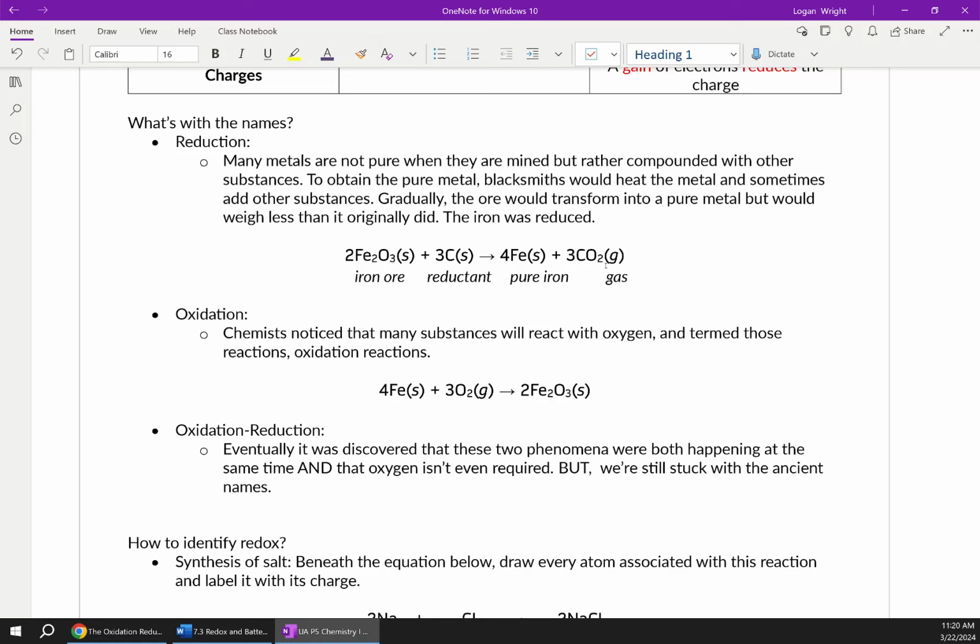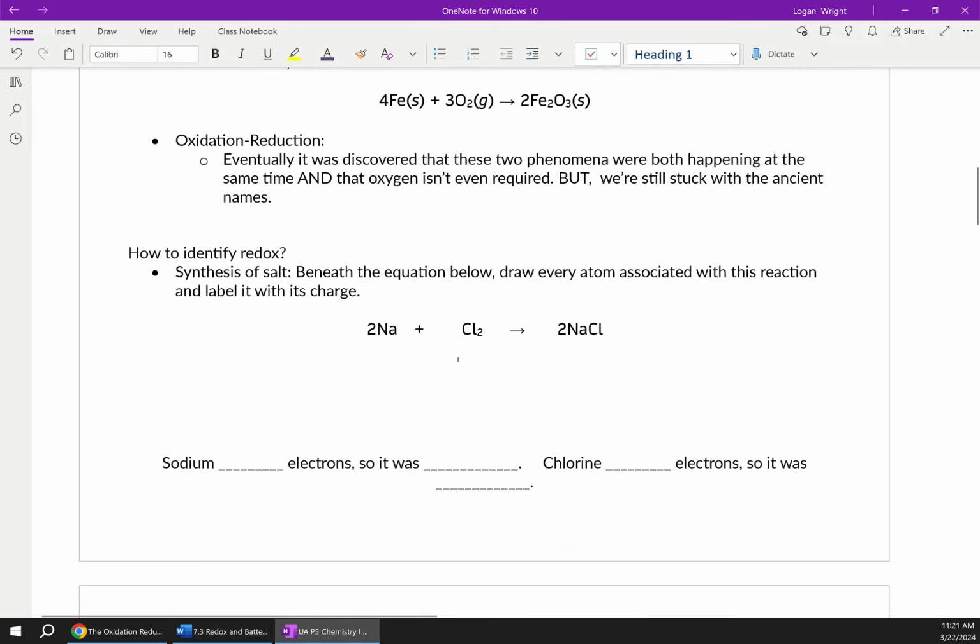So this is the history. We eventually added the hyphenation when we realized that they are not actually separate processes, but they both always happen at the same time. So redox was born. How do we tell if something is redox?